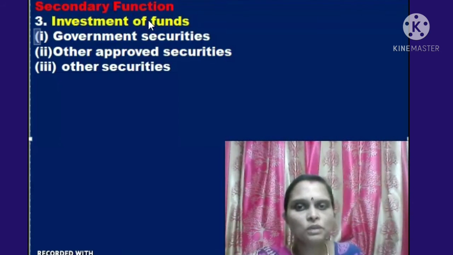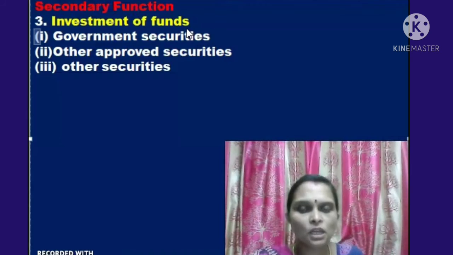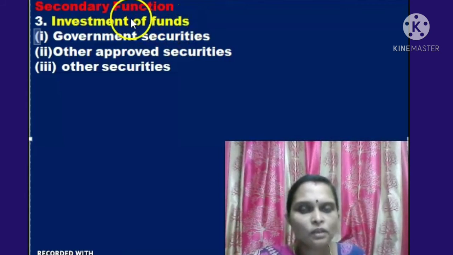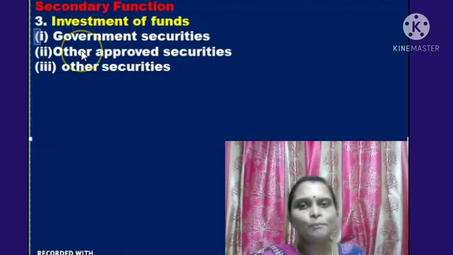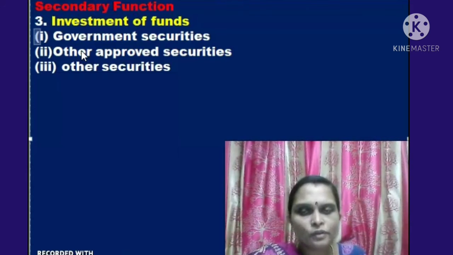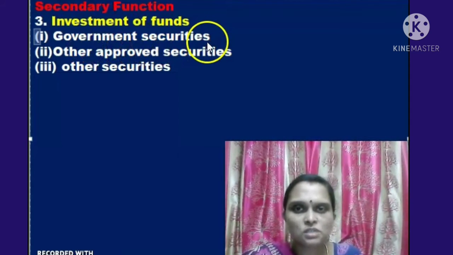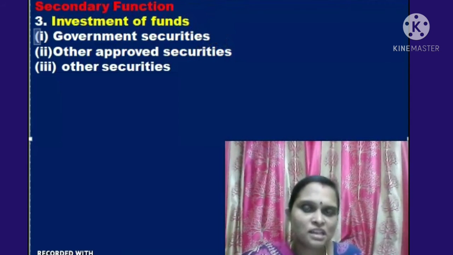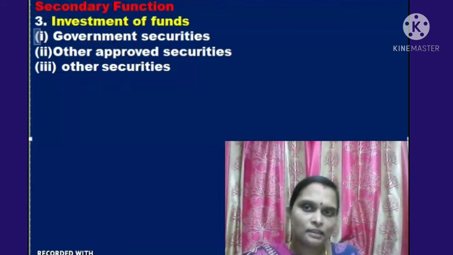Another secondary function is investment of funds. Banks will invest funds in government securities. Government securities may be in the government sector, central as well as state, and may be in the form of treasury bills and NSC, that is National Savings Certificate. Other approved securities come under the Banking Regulation Act of 1949. Under that, housing boards, electricity boards and others are the approved securities in which commercial banks can invest. Other securities come from the private sector.